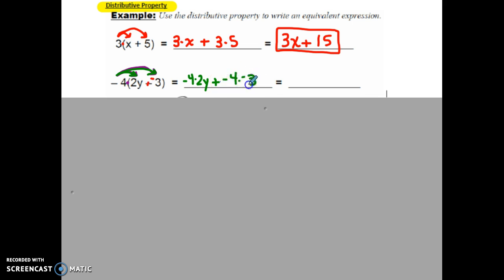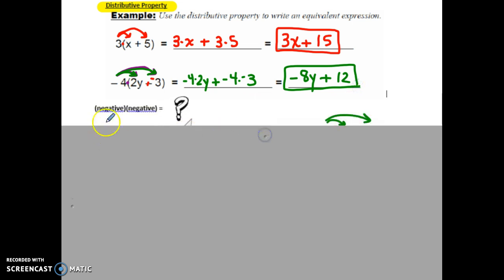So this is what it would look like. This is the operations that's actually happening. Typically we don't write that down, we write this down because -4 times 2y is -8y, -4 times -3 is +12. And I made a little note over here because I need you to remember, when you have a negative number times another negative number, you actually get a positive answer. So please remember that.